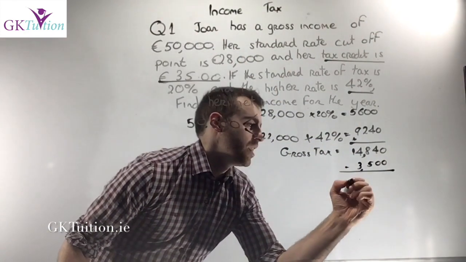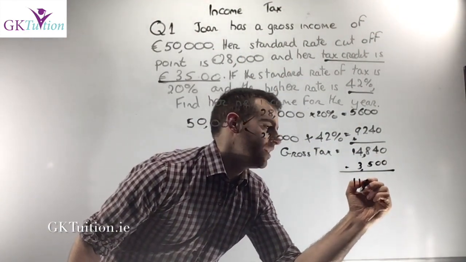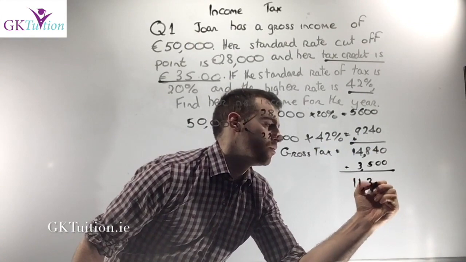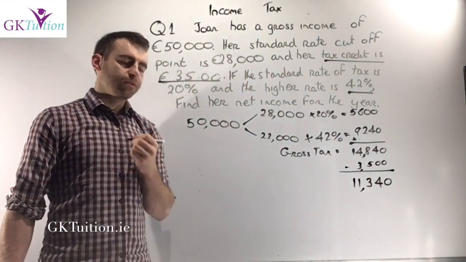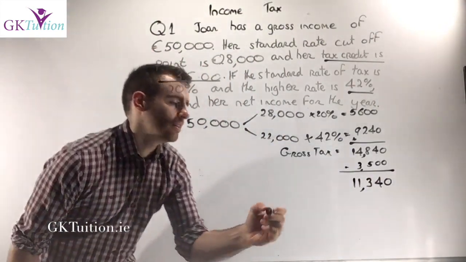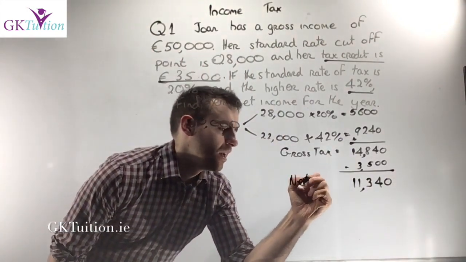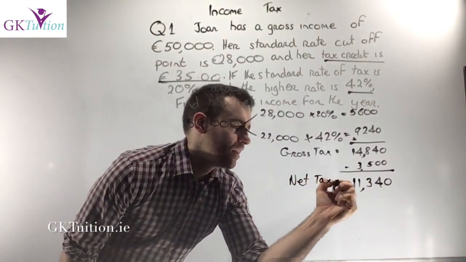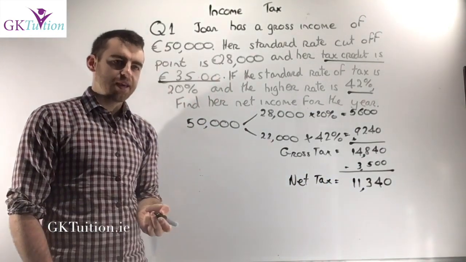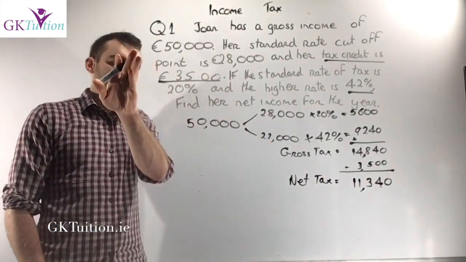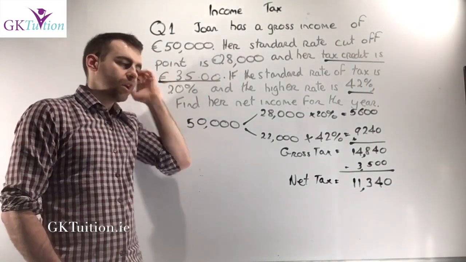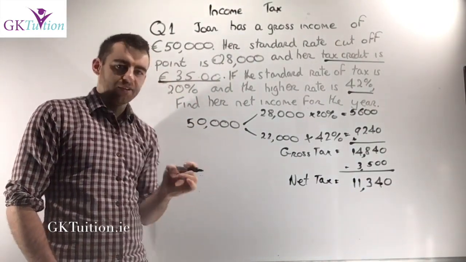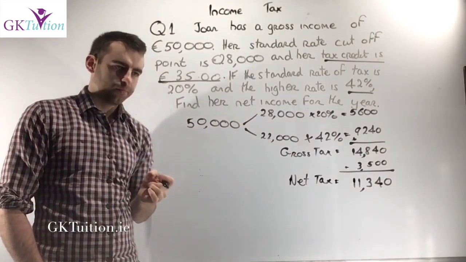14,840 minus 3,500 leaves me with €11,340. And this we refer to as the net tax. This is her net income tax. This is the amount of tax that she actually has to pay. So she earned €50,000, her company pays her €50,000, but she has to pay net tax of €11,340.